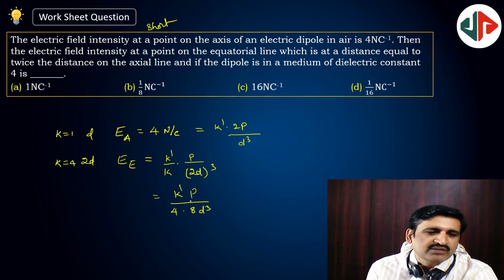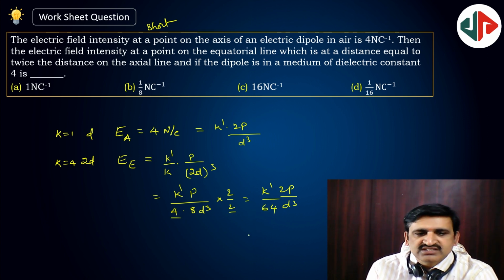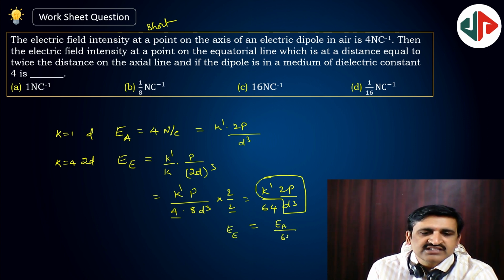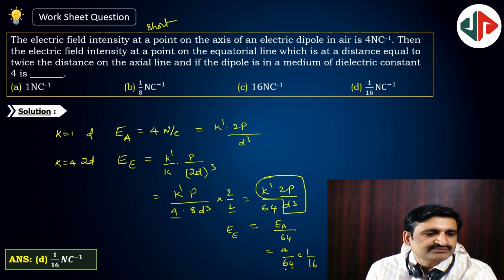So here one more 2 I want to multiply in the numerator and denominator, so that it is k dash 2p by d cube into 4, 2s are 8, 8 8s are 64. 64 will come. 2 cube means 8 only, right? Yes. So now this one is the EA only. This is EA by 64. EA value 4 they gave, into 64. That is 1 by 16. 1 by 16 is option D.